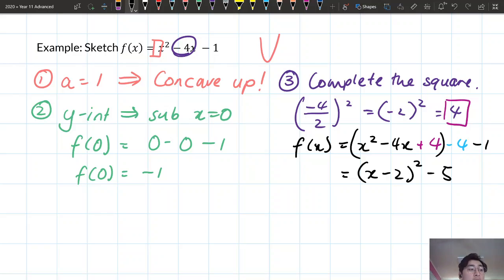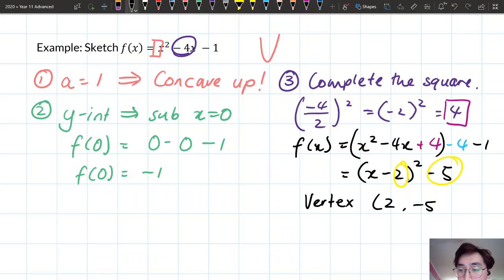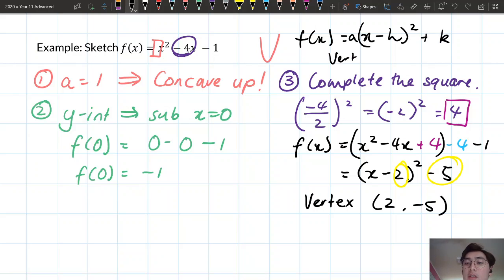So immediately from there, what can we tell? Well, we can tell that the vertex is going to be 2, minus 5. Just remember, if we have our completed square, x minus h all squared plus k, the vertex is at (h, k). So be careful, it has to be x minus h here, and it's just whatever the value of k is at the end. So I have my vertex at (2, negative 5).